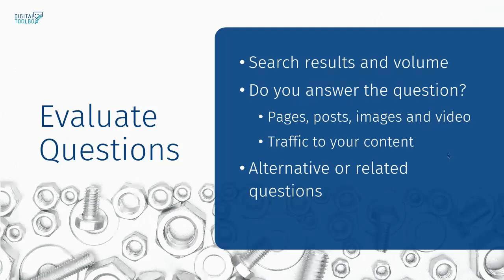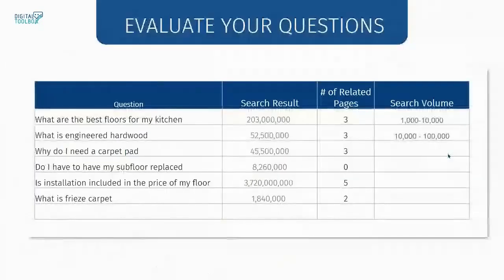Go to your website and type in the question and see what comes up in the search result. Do you have one blog post or many? If you think something is a good question and it is something that your customers are asking, you better have multiple pieces of content on your website that are related to that subject. And then after you've done that, you want to look at alternative or related questions. How do you get those alternative and related questions?